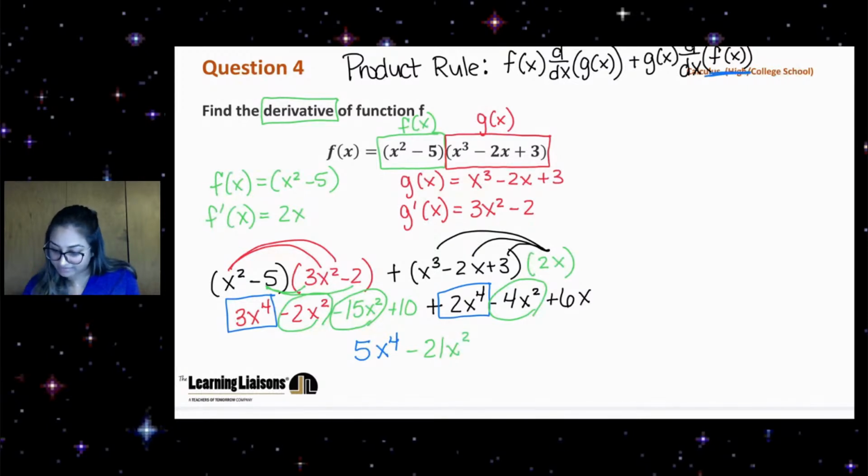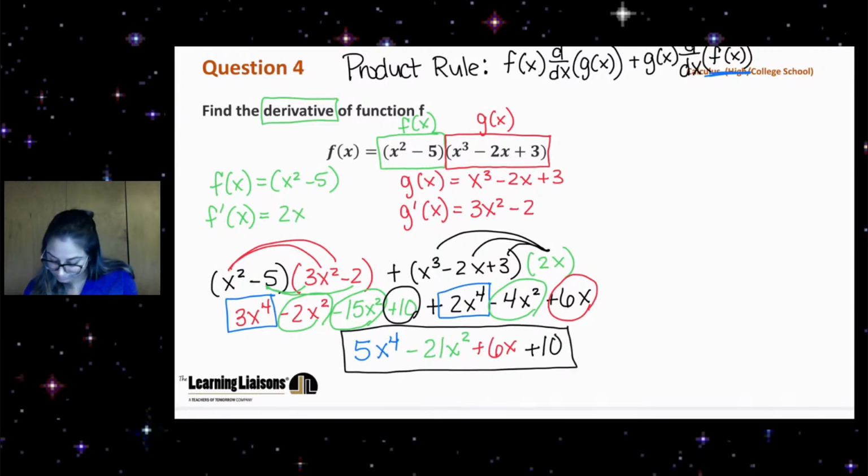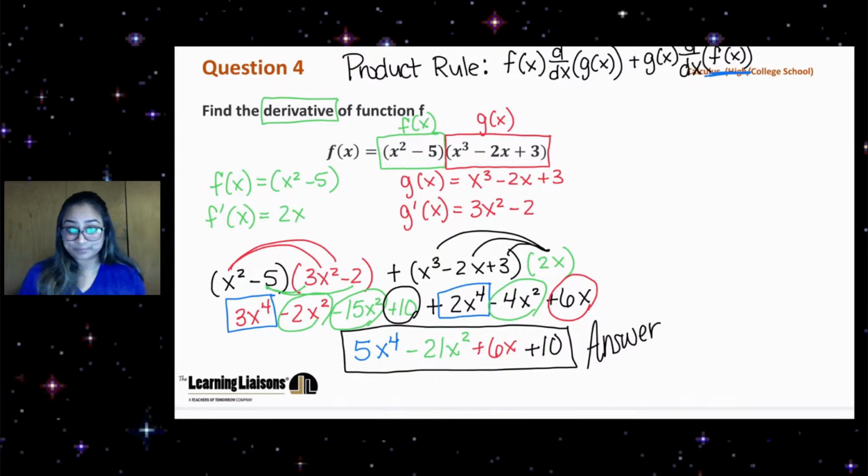Okay, I have an x by itself, so I'll add my 6x, and I do have a number that stands alone, plus 10. Winner, winner, chicken dinner, our answer is 5x to the fourth minus 21x squared plus 6x plus 10. Whew. We don't have to be scared of calculus, I promise.